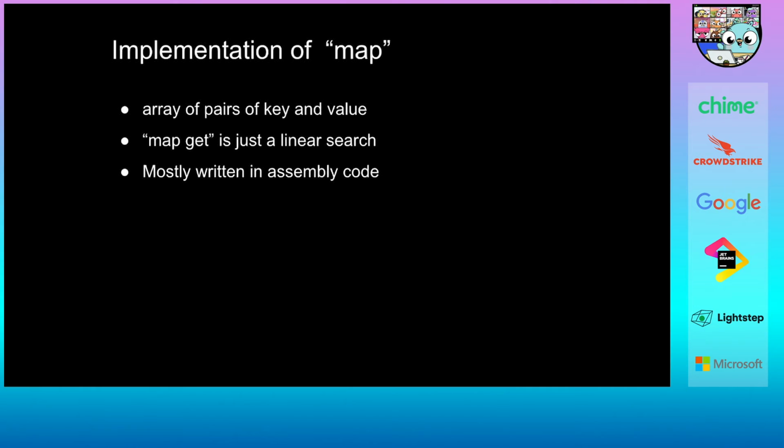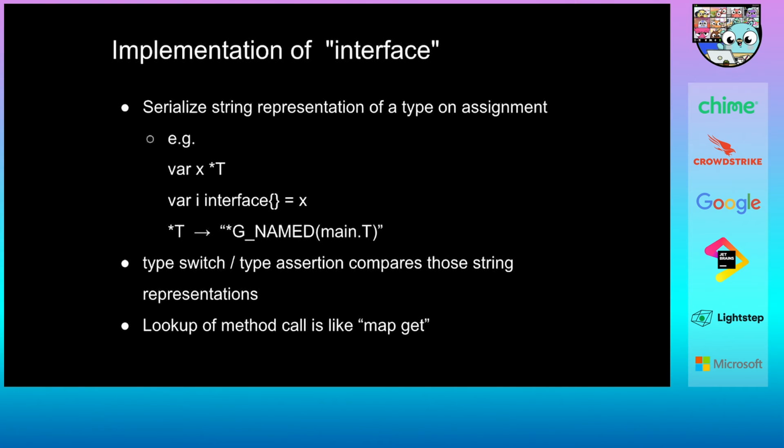This is the implementation of a map. Internally, it's just an array of pairs of key and value. Mapget is just a linear search. This is the implementation of interface. When a dynamic value is assigned to an interface variable, I store the string representation of that dynamic type. And when the interface value is used in type switch or type assertion, then I compare the string representations of their dynamic types.